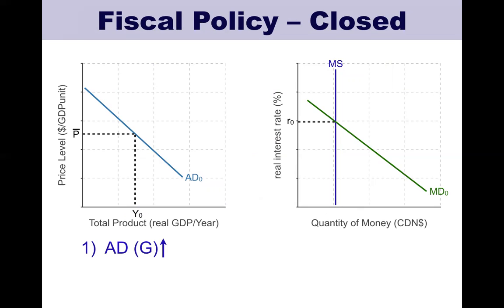Aggregate demand is going to increase. AD equals C plus I plus G plus NX. Well, I should say C plus I plus G in this case because it is a closed economy. So government expenditure increases. There we go. There is our increase in the aggregate demand.